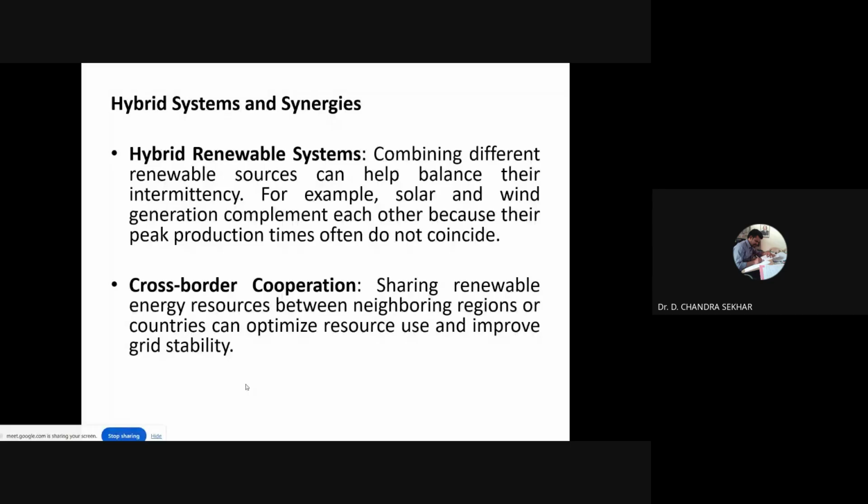So with this reallocation of systems, we are to be operated with hybrid systems. The hybrid renewable systems combining different renewable sources can help balance their intermittency. And cross-border cooperation. Sharing renewable energy resources between neighboring regions or countries can optimize resource use and improve grid stability.